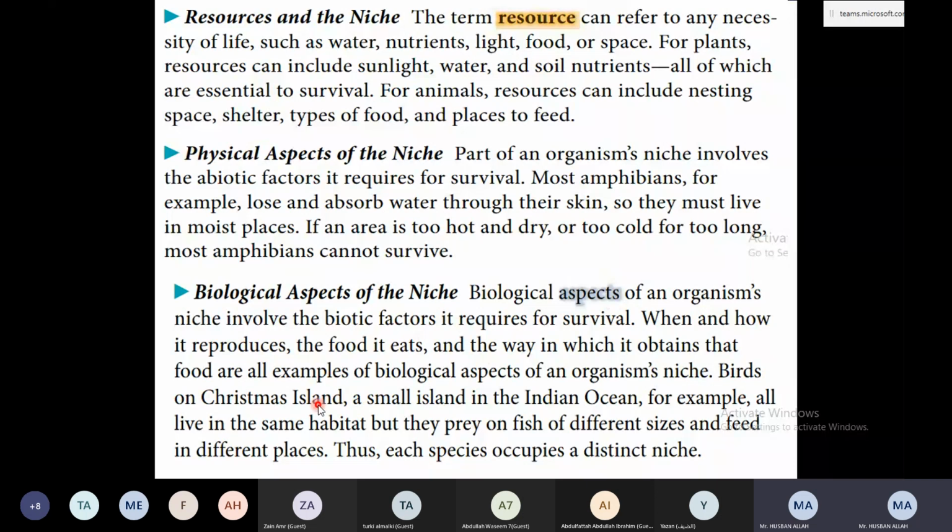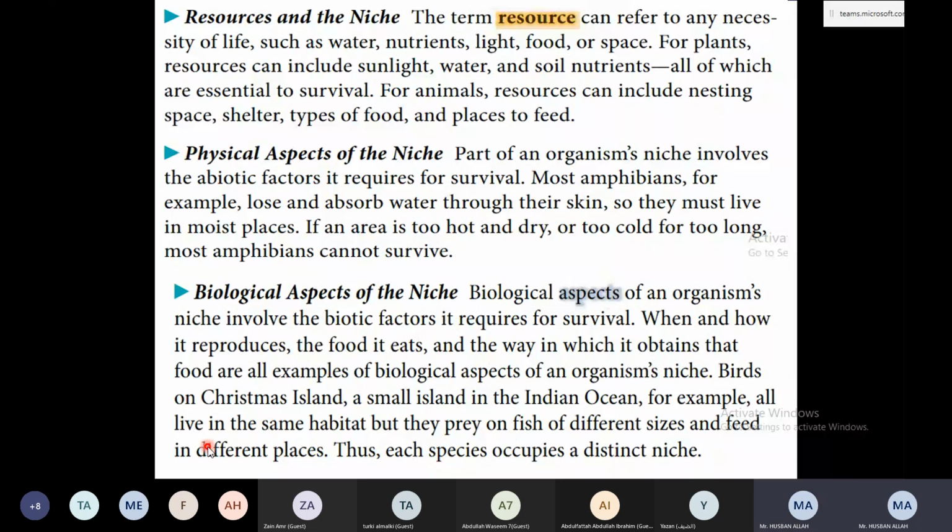Birds on Christmas Island, a small island in the Indian Ocean, for example, all live in the same habitat, but they prey on fishes of different sizes and feed in different places. So if you look at the birds on Christmas Island, what is Christmas Island? It is a small island present in the Indian Ocean.